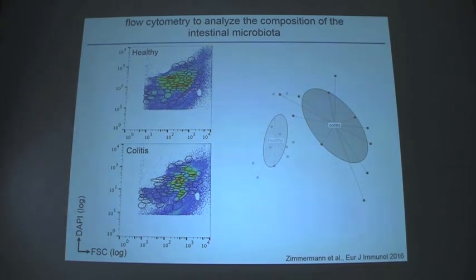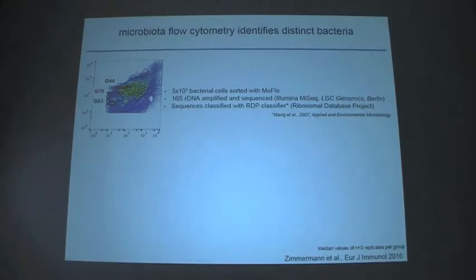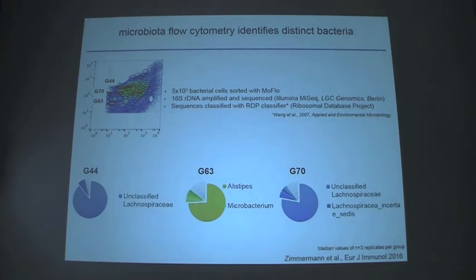But you can already see that by naked eye, right? So we also looked at whether we can use this strategy to really identify particular bacteria. We wanted to see what is hiding behind these gates. So we took some of these gates which define a very clear population, sorted them out, and submitted them for 16S sequencing.